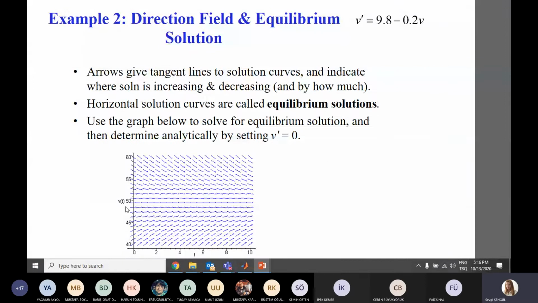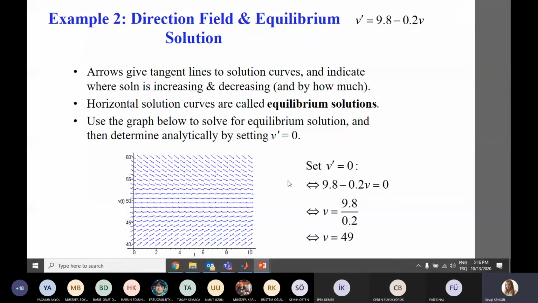As I told you, this is the equilibrium solution. If the arrows are pointing from both sides toward your equilibrium, you can say that your equilibrium is a stable equilibrium. If they are diverging from your equilibrium solution, you will have unstable. If one side is converging and the other is diverging, you will have semi-stable equilibrium solutions. We will be talking about them later.